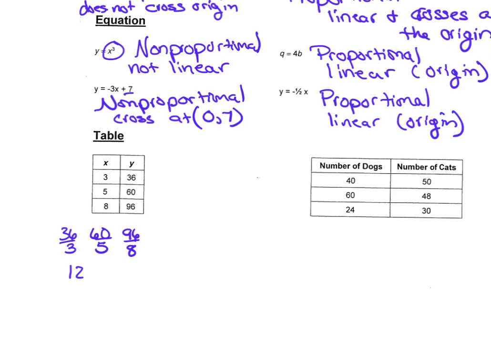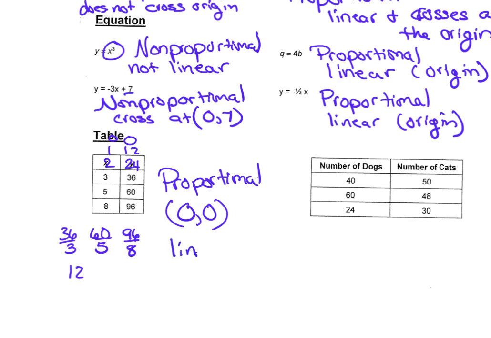If x was 2, what would y be? 24. If x is 1, what would y be? If x is 0, what would y be? So that tells me that this is proportional, right? And it crosses at 0, 0, or the origin. It's also linear. I know all of that by looking at the table. The rate of change is constant, making it proportional, linear, and it crosses at 0, 0.